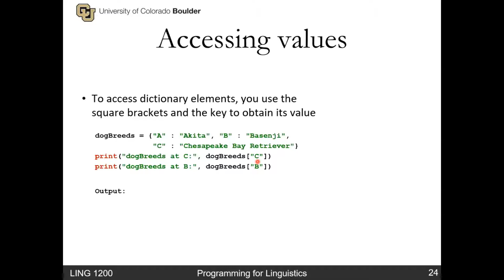So if we print out these two statements, we will have our string that we printed, and then here we're going to get the value. So we've accessed the value that's associated with the key C, and here we've accessed the value that's associated with the key B.